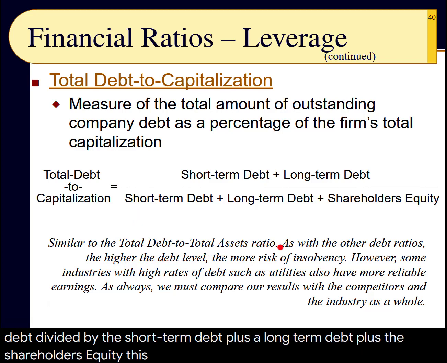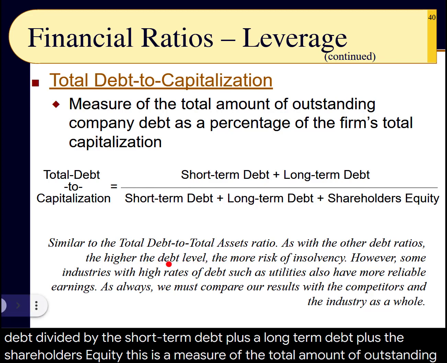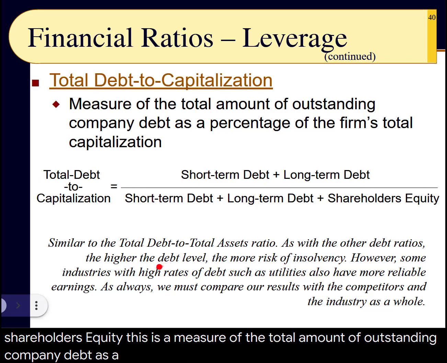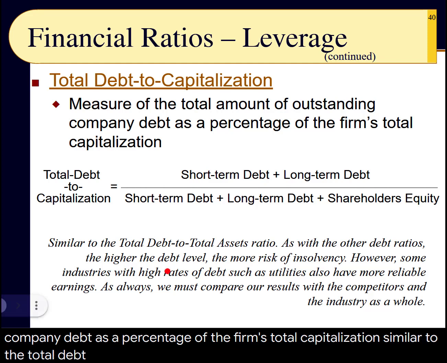As with the other debt ratios, the higher the debt level, the more risk of insolvency. However, some industries with high rates of debt, such as utilities, also have more reliable earnings. As always, we must compare our results with the competitors in the industry as a whole.